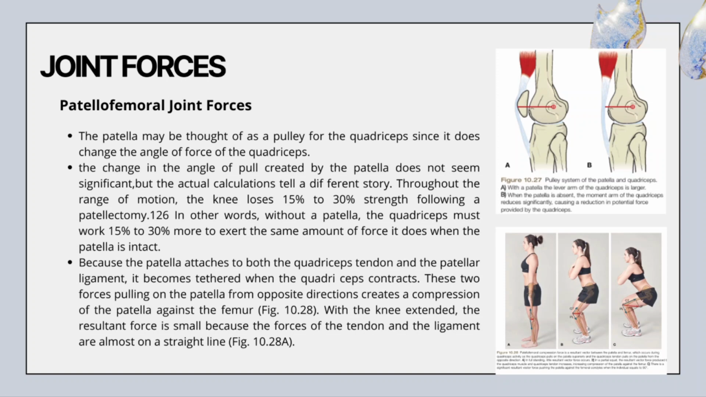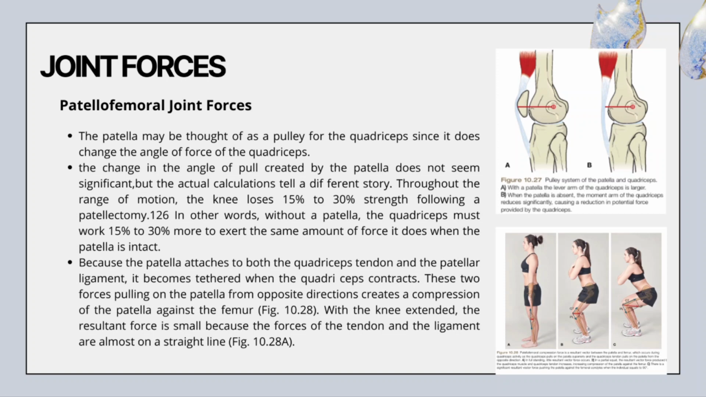The patella may be thought of as a pulley for the quadriceps since it does change the angle of force of the quads. The change in the angle of pull created by the patella does not seem significant, but the actual calculations tell a different story throughout the range of motion. The knee loses 15% to 30% strength following a patellectomy. In other words, without a patella, the quadriceps must work 15% to 30% more to exert the same amount of force it does when the patella is intact.